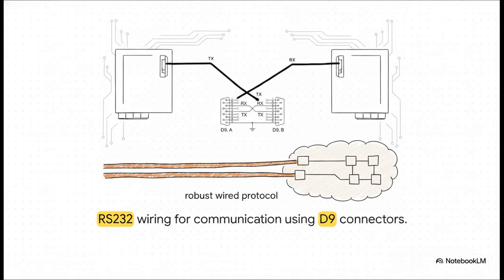And you can see exactly how these wires hook up physically. Notice how the TX, or transmit line, on one device literally crosses over to connect to the RX, or receive line, on the other device, using those familiar chunky D9 connectors. It's a remarkably simple, bulletproof physical link layer.